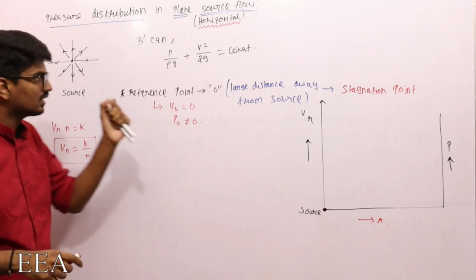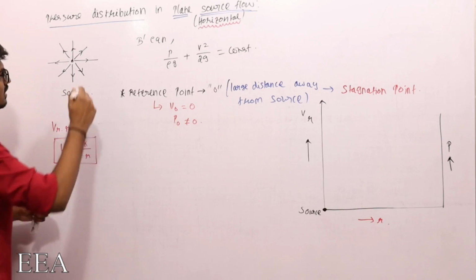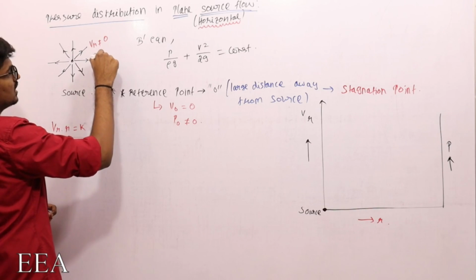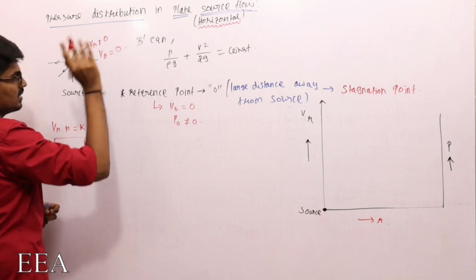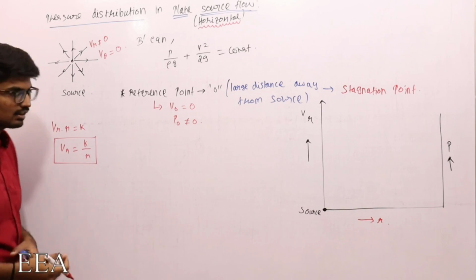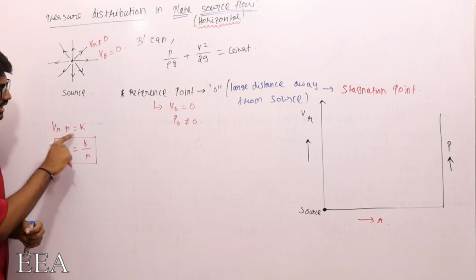We already know that if it is a source flow, there will be only radial velocity. Tangential velocity will not be there, it is 0. So at the source it will have more radial velocity. How is it? See this, V r into r is equal to k.